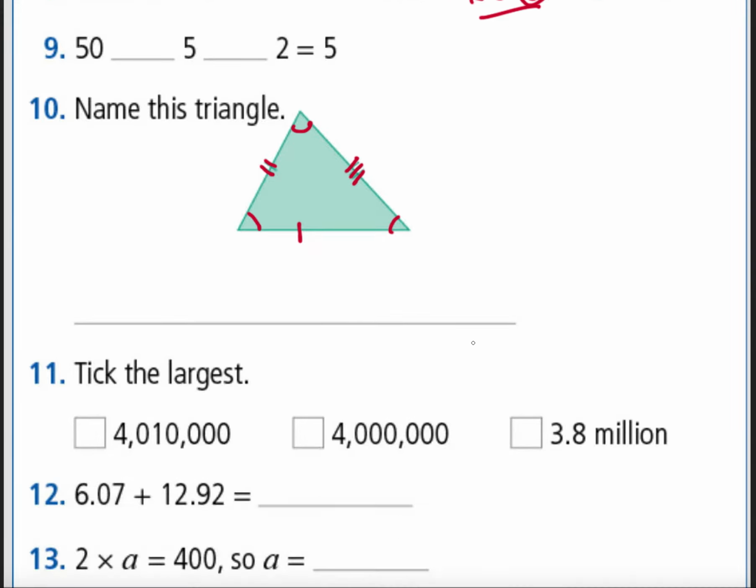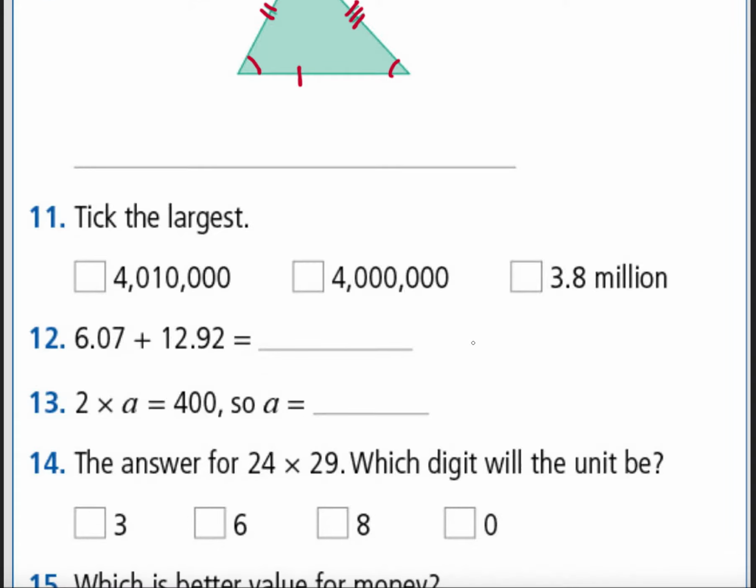Number 11, tick the largest. So what I've been doing so far with these ones is crossing out the numbers until we get to one that's bigger or smaller. But on this one here, they've changed it up a bit. So what I need to do is write this 3.8 million out as a full numeral. So I'm going to go 3,800,000.